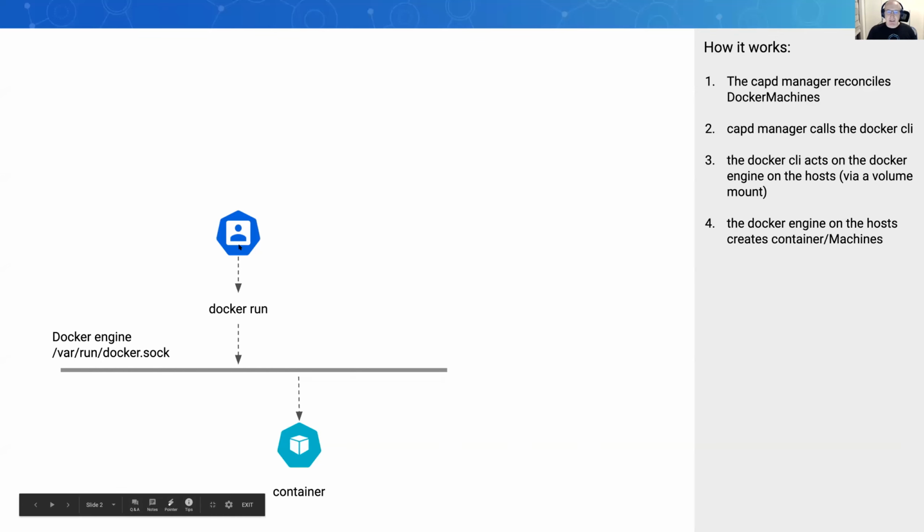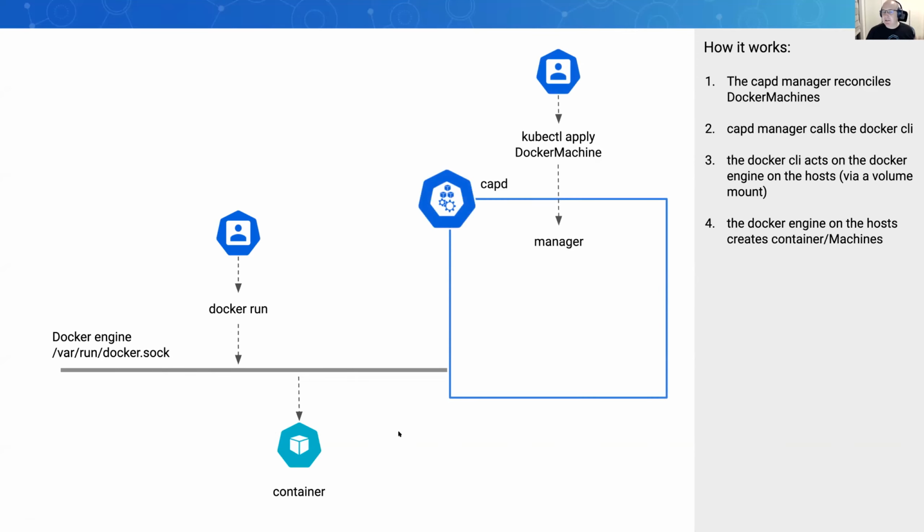So this is what I was explaining. With docker run, the Docker CLI talks with the Docker engine, and the Docker socket actually creates the container. CAPD is similar, but in this case the input is a user applying a CRD, which is the Docker machine. The manager understands that this Docker machine should be created, and it talks with the Docker CLI, which is embedded into the CAPD image.